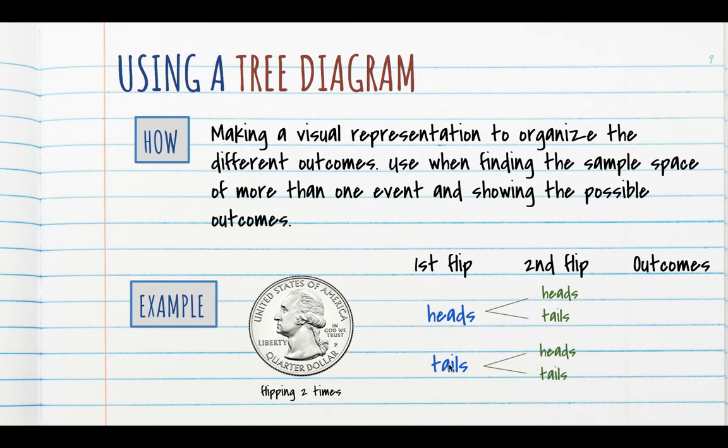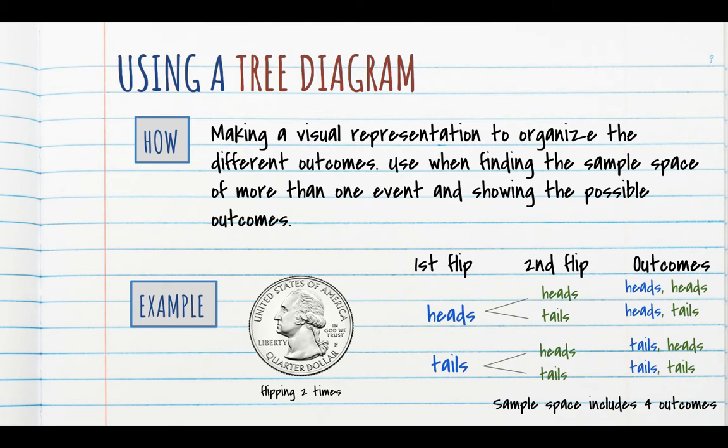Finally, I list the outcomes by traveling down each branch. I had heads and I have heads, so my outcome would be heads and heads. I have heads and then tails, my outcome would be heads and tails. I continue doing this for the rest of my tree diagram. Finally, I would count up my outcomes and see that my sample space for flipping a coin 2 times would be 4 outcomes.